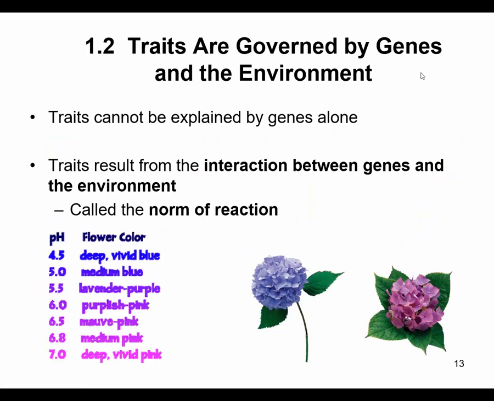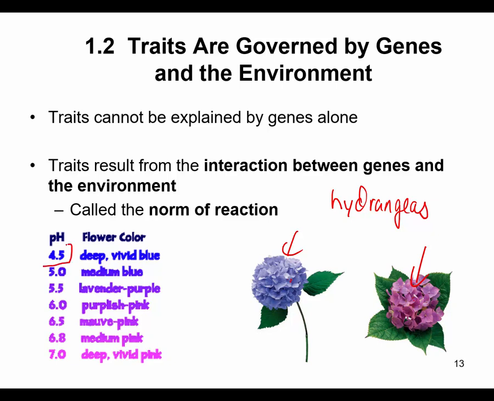Hydrangeas, and not just hydrangeas, but other flowers as well, can be genetically identical, but based on the pH of where they grow, their flower can be different colors. So this plant isn't genetically identical to this plant, but look at their flower colors. Well, how could that be? Well, their environment plays a role, and the pH of the soil actually plays a role.